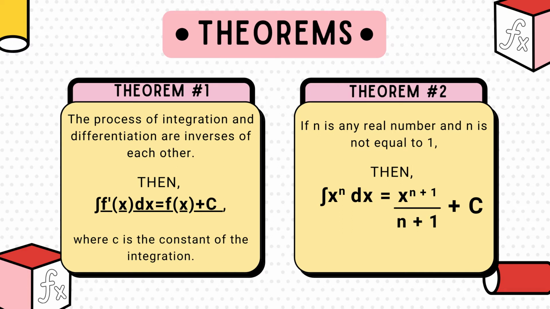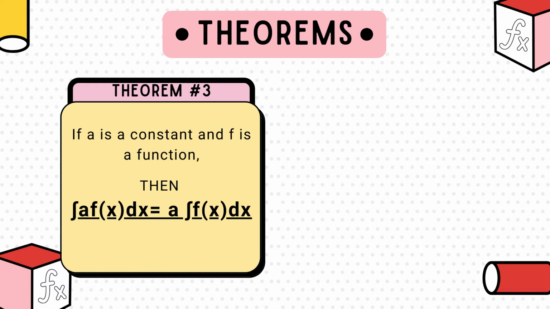Moving on to theorem number 2, if n is any real number and n is not equal to -1, then the integral of x to the power of n dx is equal to x to the power of n plus 1 divided by n plus 1, plus c. While theorem number 3 states that if a is a constant and f is a function, then the integral of a times f of x dx is equal to a times the integral of f of x dx.